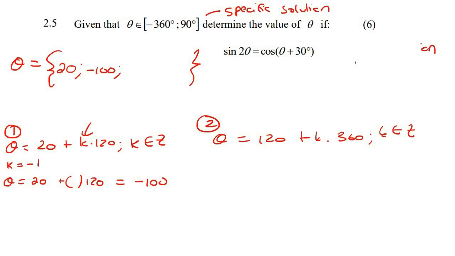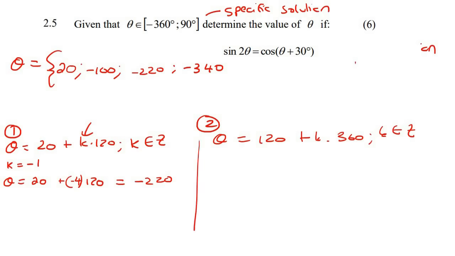Then I change k equal to -2. So that'll be 20 minus 240, and that's -220. Then let's try k equals -3. That will be -340. That also works. Lovely stuff. Now if we went k equals -4, it'll be too small for this. So I'm not going to go there.